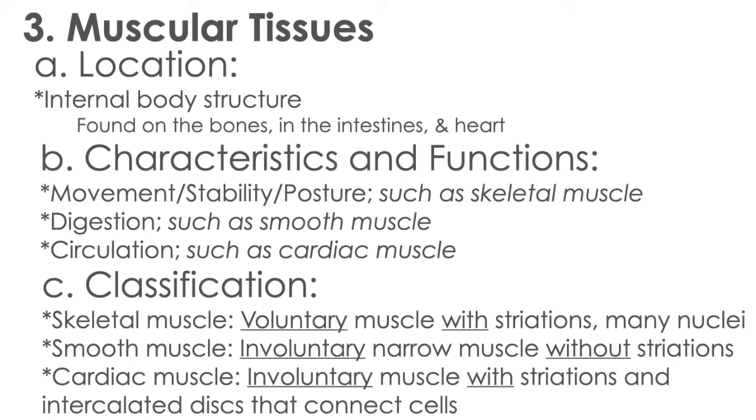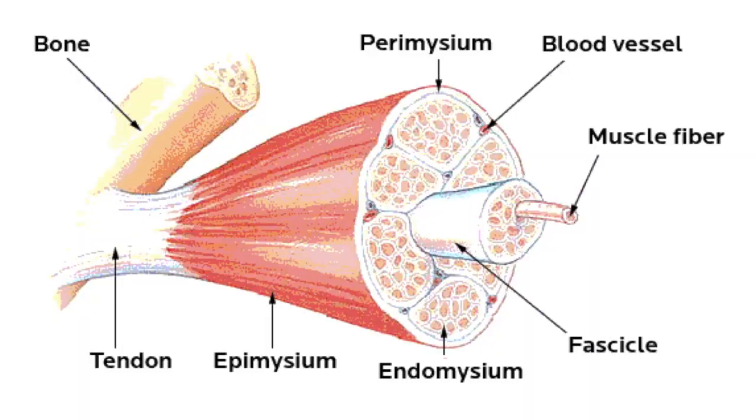We said it's voluntary, but it's going to have striations. Striations are little lines, little markers within that muscle. It's also going to have many nuclei. While the smooth muscle does not have striations, cardiac muscles do have striations, but they also have something called intercalated discs, which look like a very thick separation between the branched muscle. And let's take a look at those types of muscles.